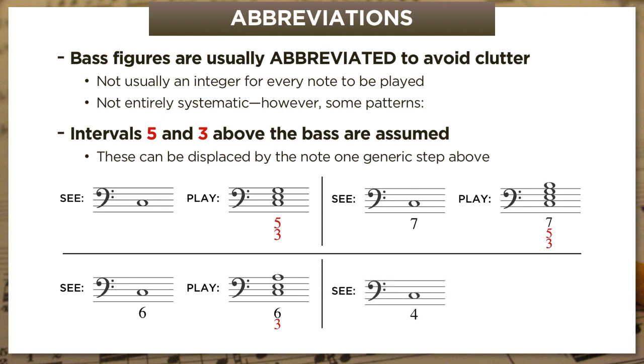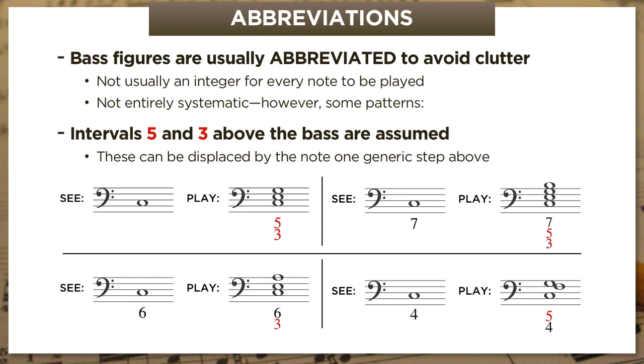And similarly, here's a 4 written above a note. What on earth is that? That actually tells us replace the 3 above the bass with a 4. So here we have a 5-4 chord. That's a chord that jazz players would call a sus chord. We don't really have a name for that chord in Roman numeral theory.